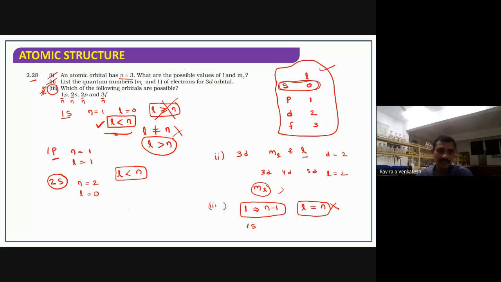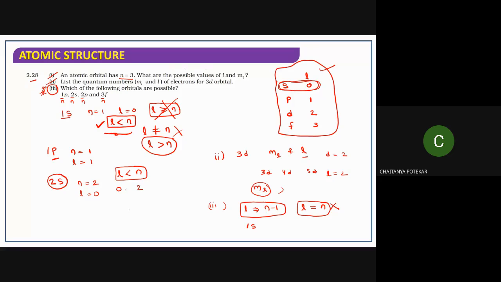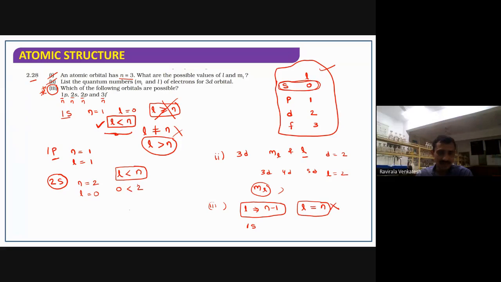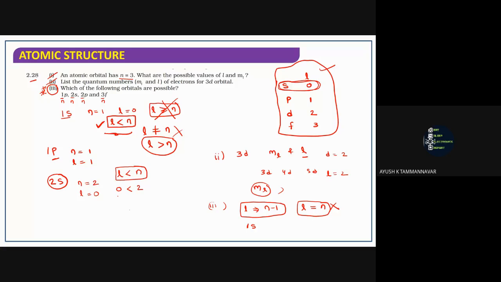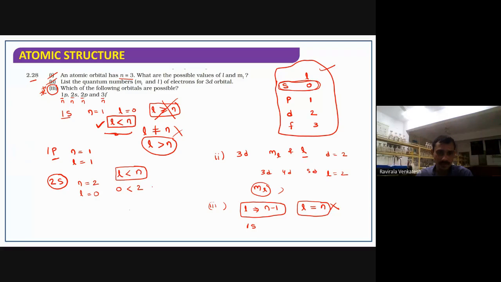Now tell me, here L equal to what? 0. n equal to 2. Now tell me, is 0 lesser than or greater than 2? Less than. Now is the condition satisfied or not satisfied? Satisfied, sir. Then it is possible or not? If it satisfies, it will be possible. If not, it is never possible. Understood?